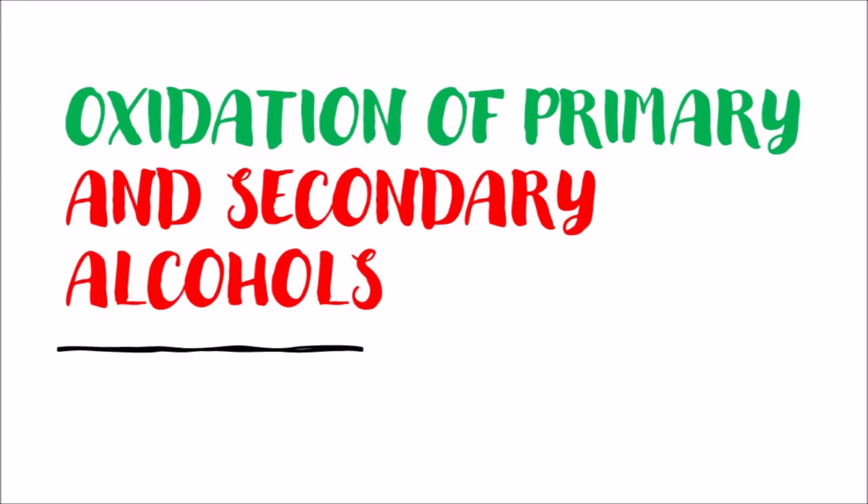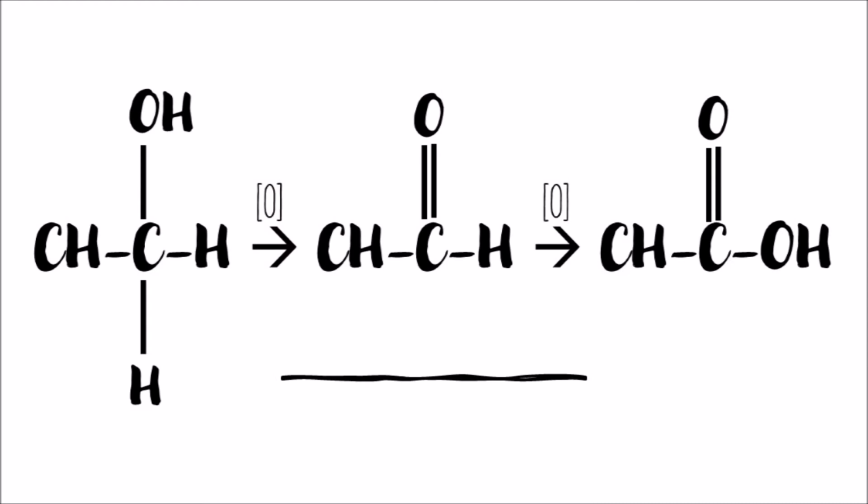A primary alcohol can be oxidized to an aldehyde or to a carboxylic acid depending on the experimental conditions. Following is a series of transformations in which a primary alcohol is oxidized first to an aldehyde and then to a carboxylic acid. The letter O in brackets over the reaction arrow indicates that each transformation involves oxidation.